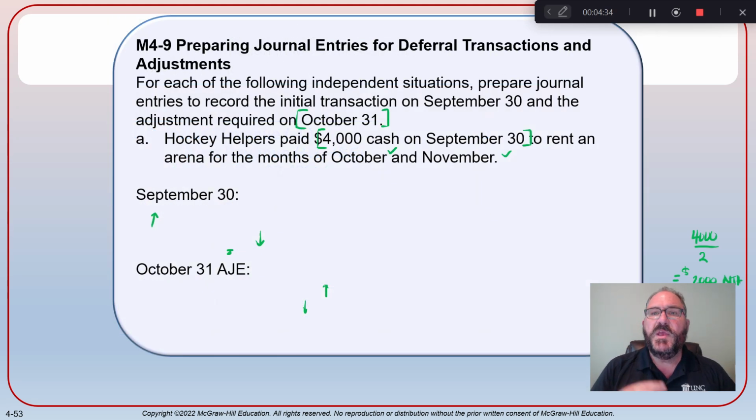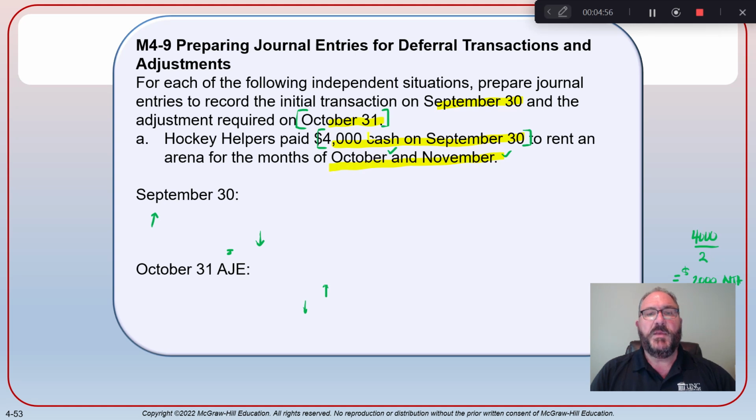All right. Now we have independent situations. It says prepare journal entries for the initial transaction on September 30th and on the adjustment required October 1st. Okay? So Hockey Helpers paid $400 in cash on September 30th to rent an arena for October and November.